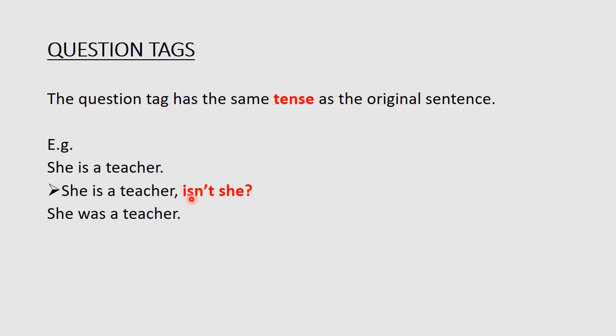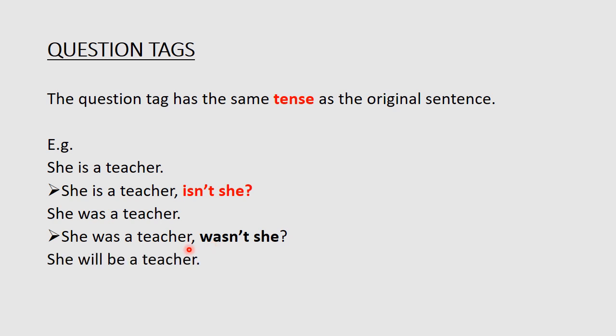She was a teacher, wasn't she? So I've used was here and wasn't here. She was a teacher, wasn't she? The was shows that it is in the past, and the question tag also shows that it is in the past.